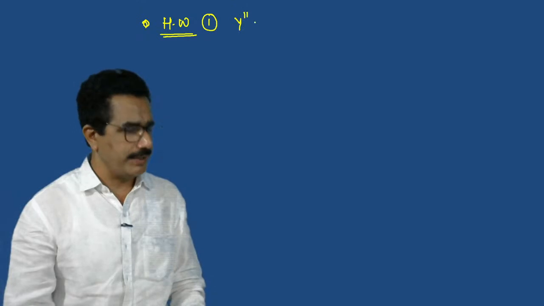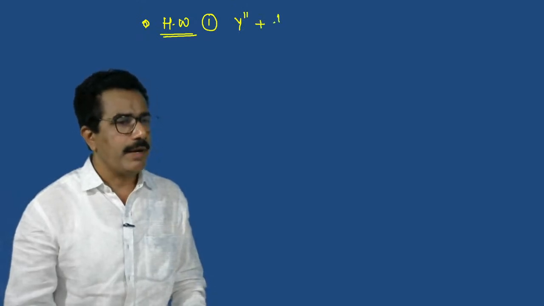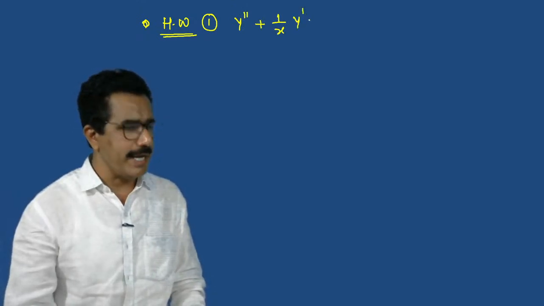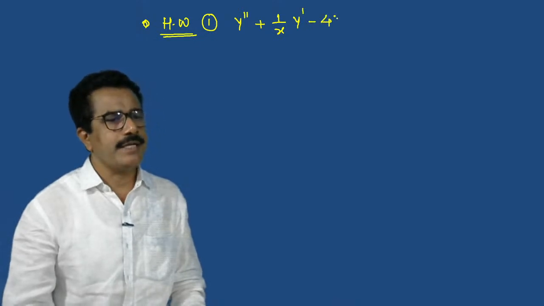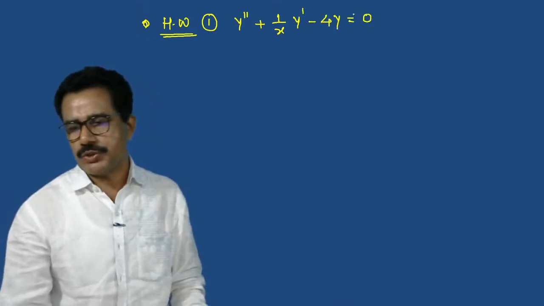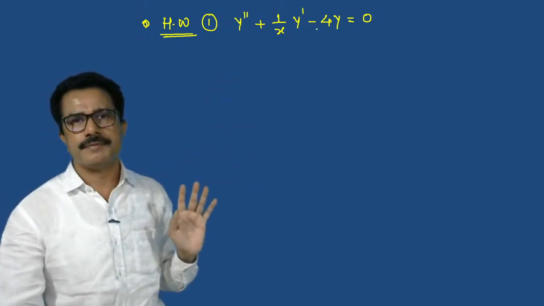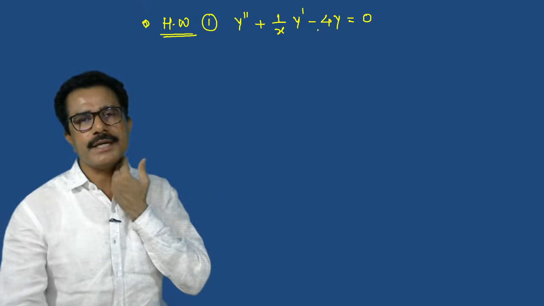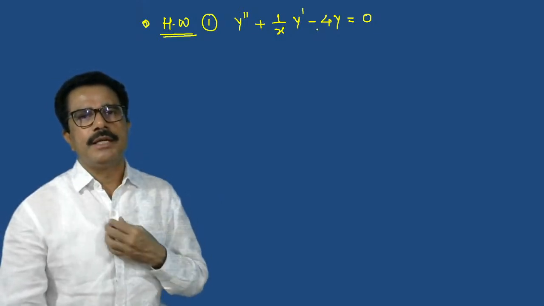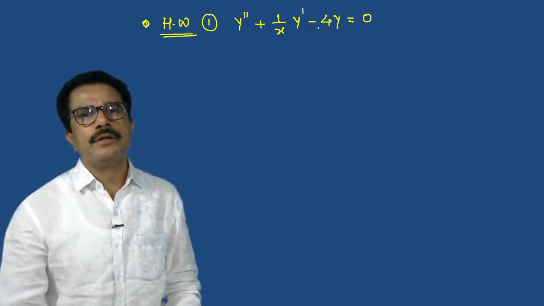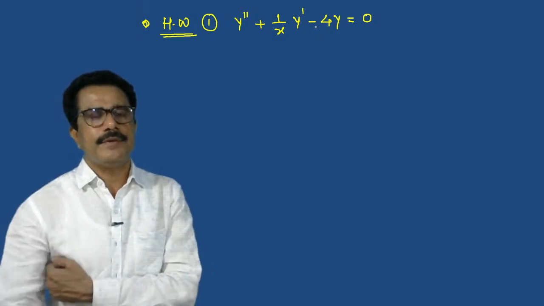First, y double dash plus 1 upon x into y dash minus 4y which is equals to 0. Same conditions you have to solve and you have to put the value, that is okay.